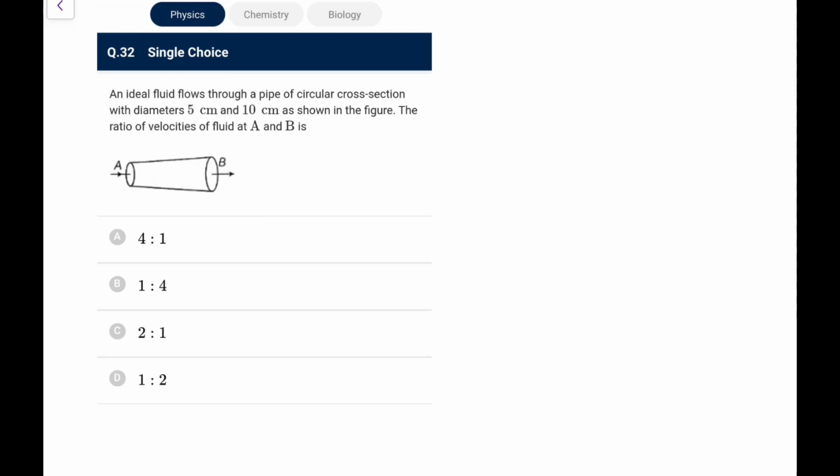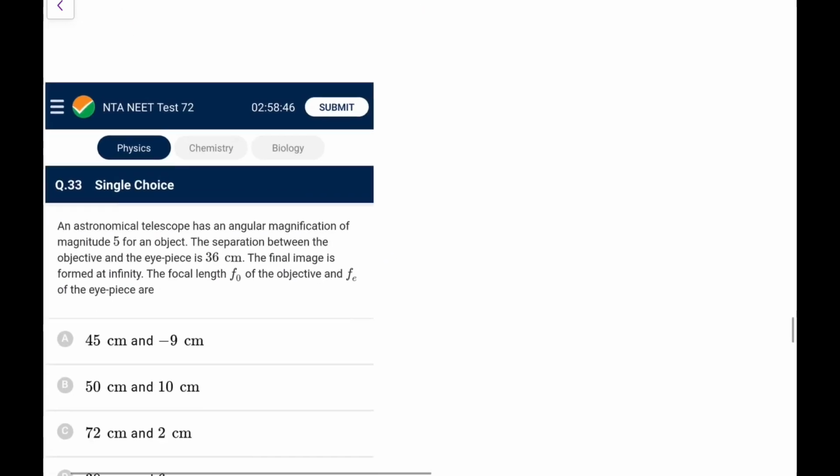Ideal fluid flows through a pipe of non-uniform cross section. The cross section is varying. The ratio of velocities: because the diameter ratio is 1:2, if this area is A, the other will become 4A. So the area is becoming 1/4, so the speed will become 1/4 because AV is constant. So VA would be 4 times VB, because the area of B is 4 times the area of A. So the ratio of velocities would be 4:1. You can directly make it out, not a tough one.